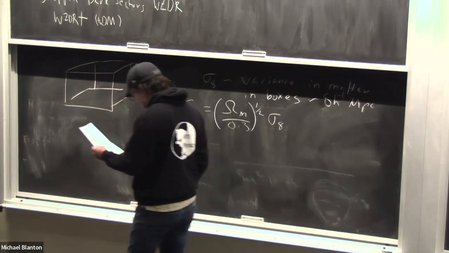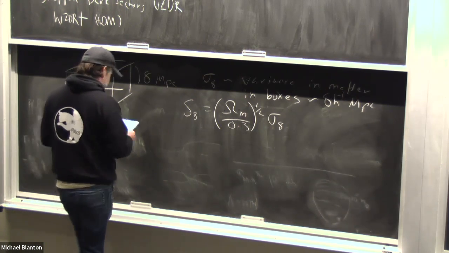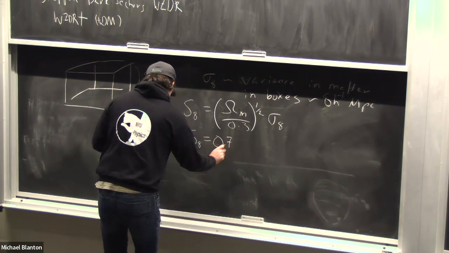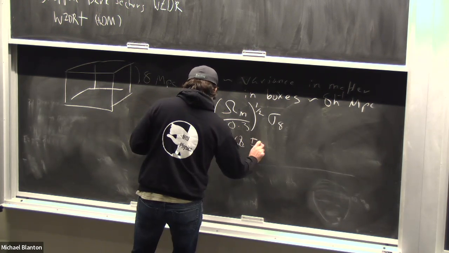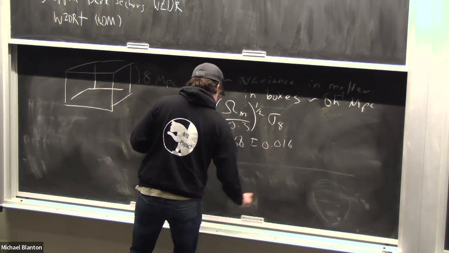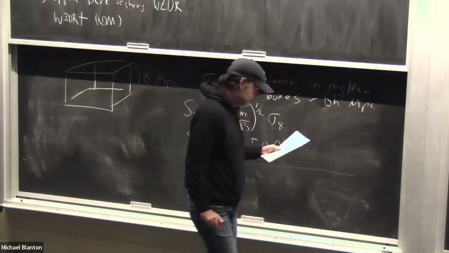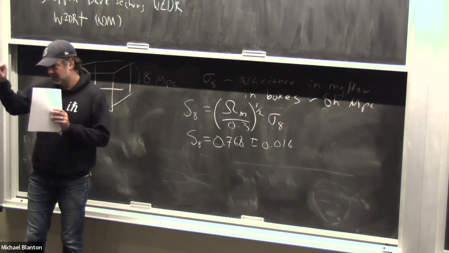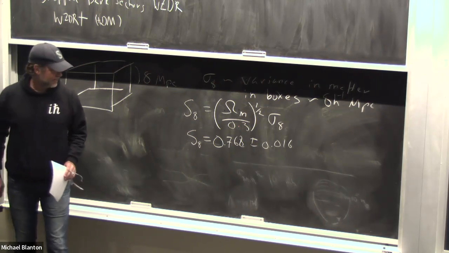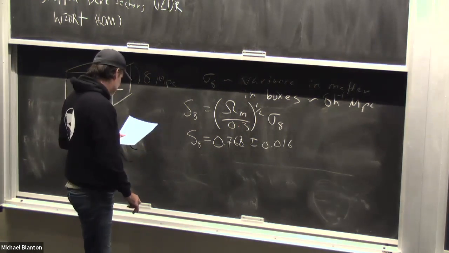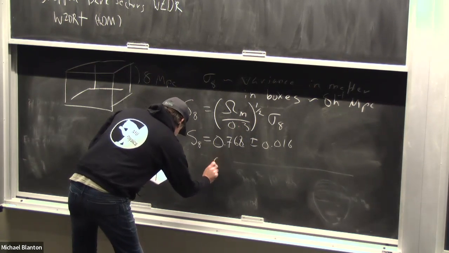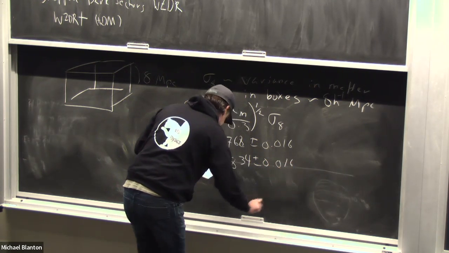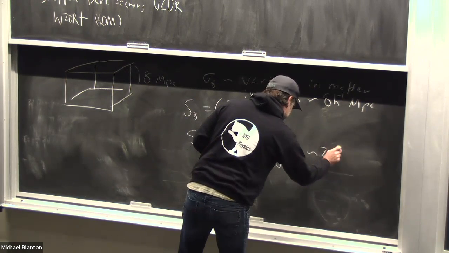And the current numbers, there's DES and KiDS, provide two different numbers that you can combine. And there's a white paper on this that will tell you that the combination is 0.768 plus or minus 0.016. Or you can fit what you think the amplitudes of matter are in the CMB, and extrapolate them forward in time, and you get a value of 0.834, plus or minus also 0.016. And this is around 2.9 sigma.